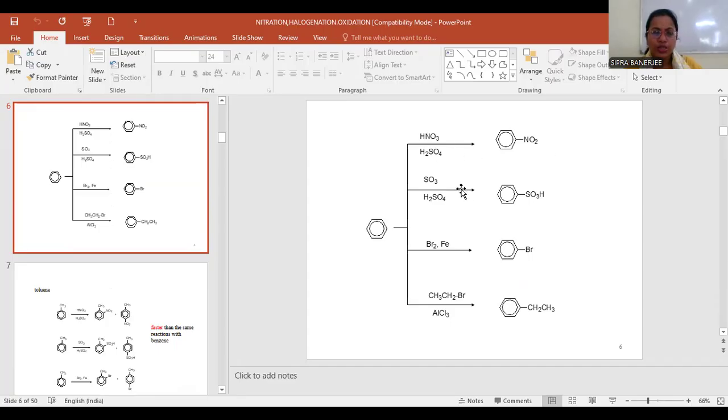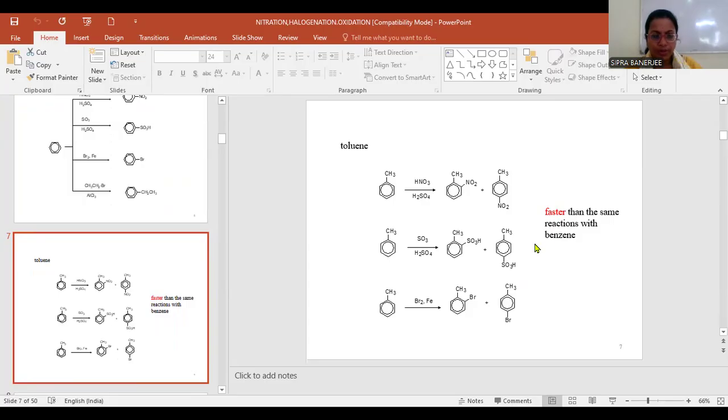HNO3 and H2SO4 produce nitrobenzene; sulfonic acid gives benzene sulfonic acid; then with bromine and iron, bromobenzene; then methyl bromide in the presence of aluminum chloride forms methyl benzene. Okay.